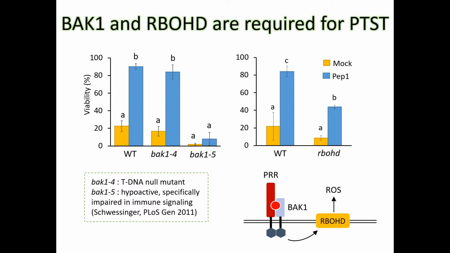Similarly, we see that the RBOHD mutant, which is incapable of a defense-associated ROS burst, could not, or had attenuated, PTST. So once again, both of these PTI components, BAK1 and RBOHD, are required for PEP-induced salt tolerance.